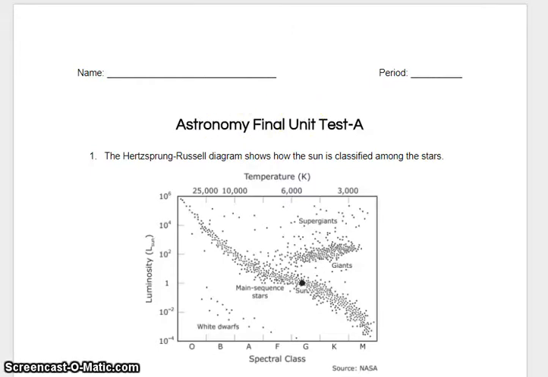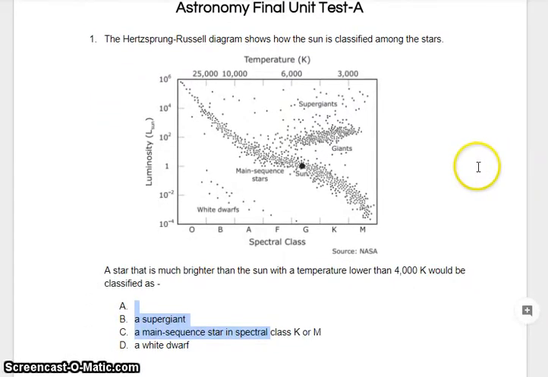Astronomy Unit Test. Number 1. The Hertzsprung-Russell diagram shows how the Sun is classified among the stars.